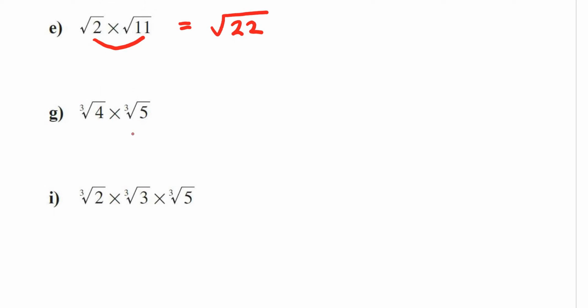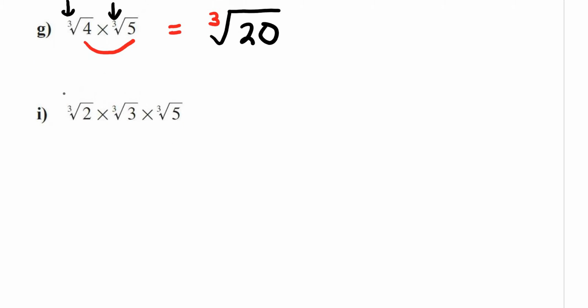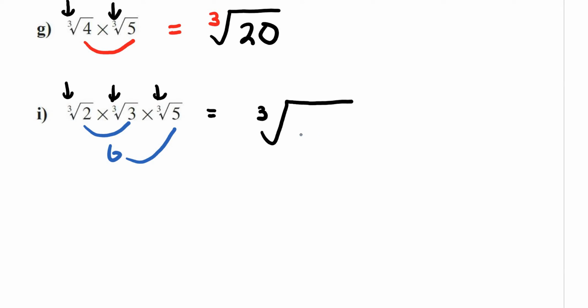For letter G, I have 4 times 5, so this will be the cube root because there's a cube root here and a cube root there. So 4 times 5 is 20, so the cube root of 20. And for letter I, since we have a cube root here, a cube root there, and a cube root there, we can leave our answer as the cube root of a number. And 2 times 3 is 6, and 6 times 5 is 30. So the cube root of 30 for question 1i.